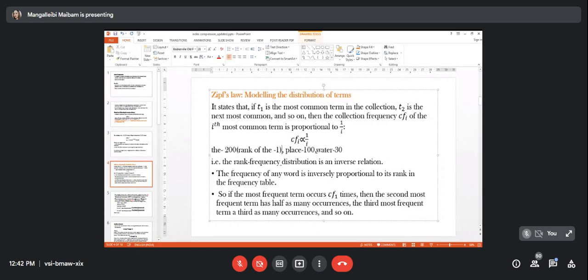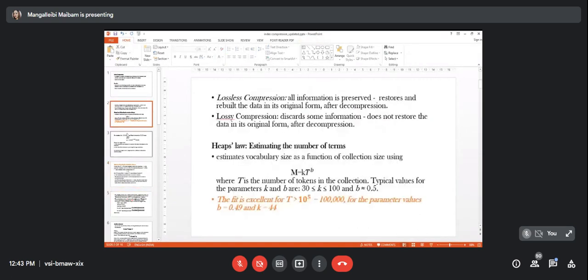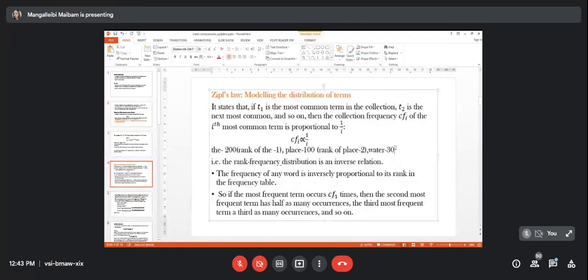Then for "place", the rank of "place" will be 2. And the rank of "water" will be 3. Clear? So the rank of "water" will be 3, like this. So when you have a higher frequency, then your rank will be lower. More frequency, lower rank.